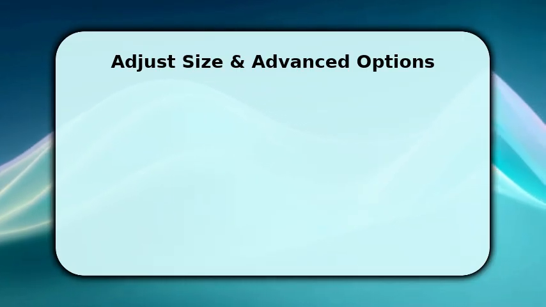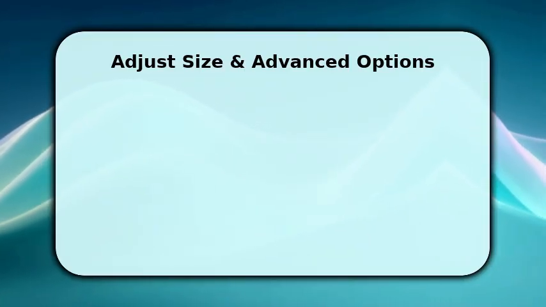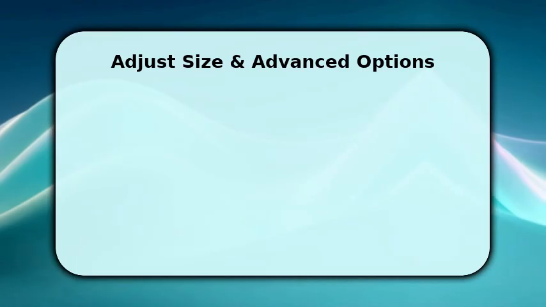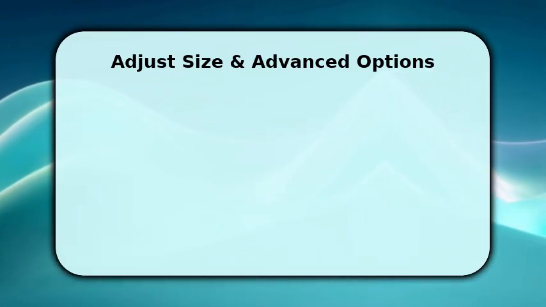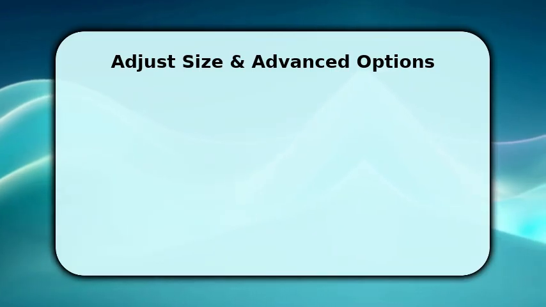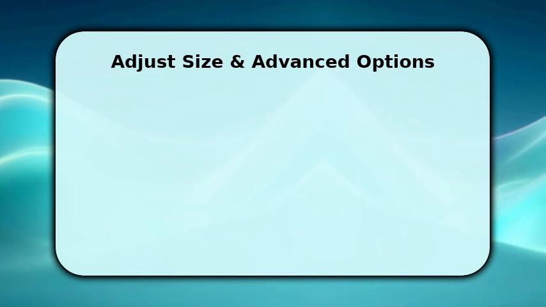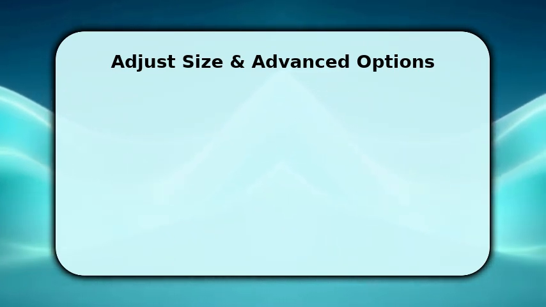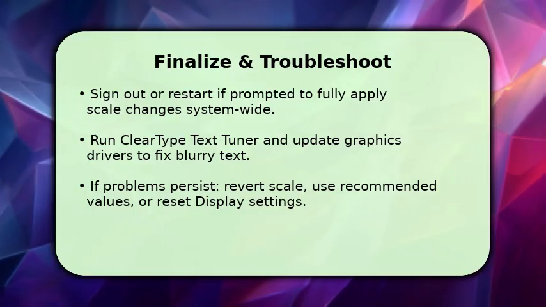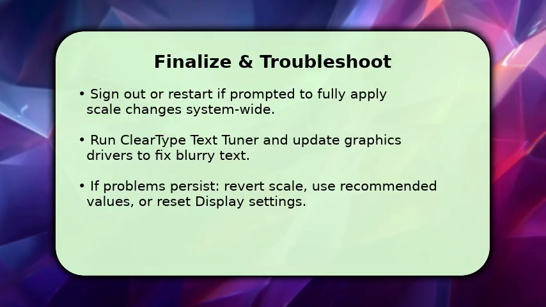If you used System > Display, choose a preset like 125% or 150% or click Advanced Scaling to type a custom percentage. Make sure to read the warning that some legacy apps can appear blurry. You're doing this because presets maintain balanced layouts, while custom scaling gives precision at the cost of potential app rendering issues. Finish by signing out or restarting when Windows prompts you. This ensures scale changes apply everywhere.